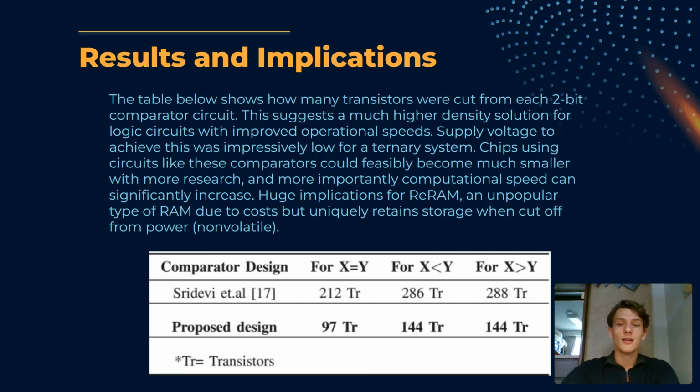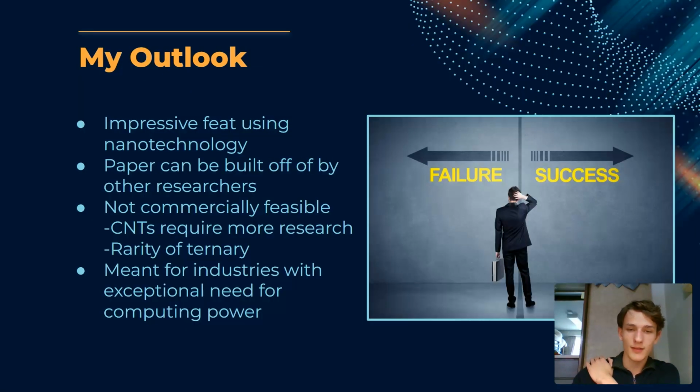Now, this also has huge implications for RAM, or ReRAM, RRAM. It's called a bunch of things. It's an unpopular type of RAM or storage because it just costs a lot, but it uniquely retains storage when cut from power, meaning it's non-volatile. And it's going to be easier to make if technology such as this, that's used to make it, can have more research into it.